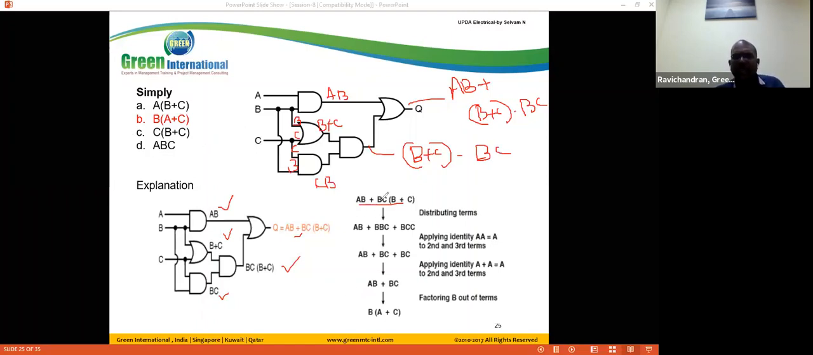Here AB, I multiplied BC into B, so BBC plus BCC. So already we have identity, A becomes A. So that's why the 2B becomes 1B, 2C becomes 1C. So we have identity A plus A is equal to A. So here it is A, it is A. So we have only one number. We take B as a common, so A plus C. So it is the final answer.